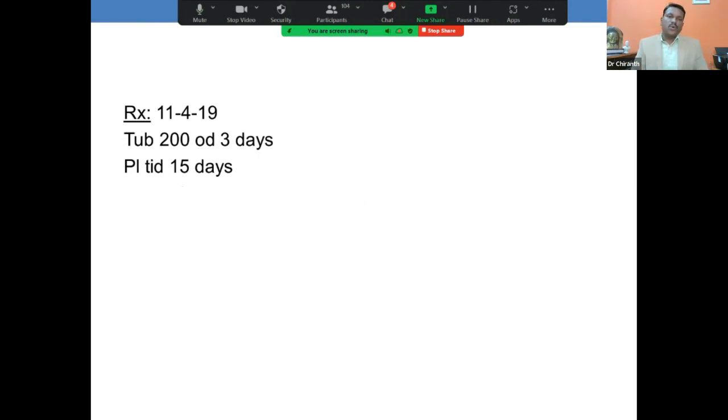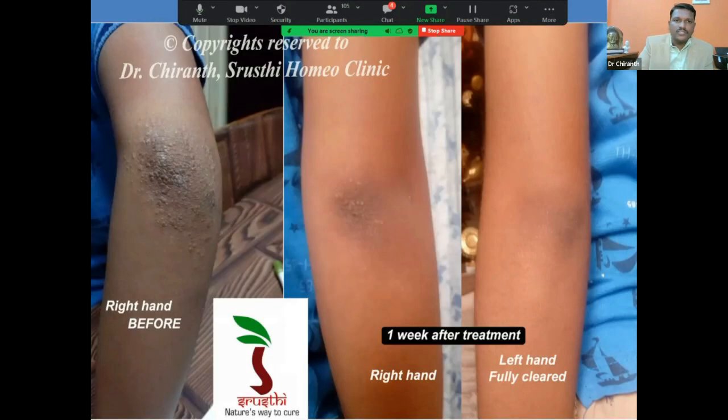Tuberculinum 200 OD 3 days was given for this case, and PL was given for 15 days. And you can see before how the eruptions were. In just 1 week of treatment, the right hand and left hand were fully clear. There were some minor eruptions in the arm, just 1 week. So that is the amount of relief a patient gets in just 1 week.